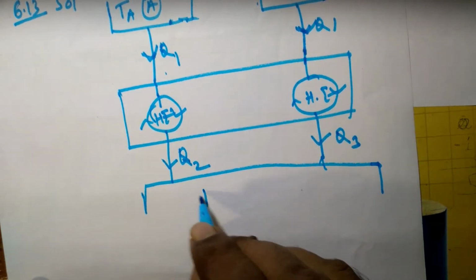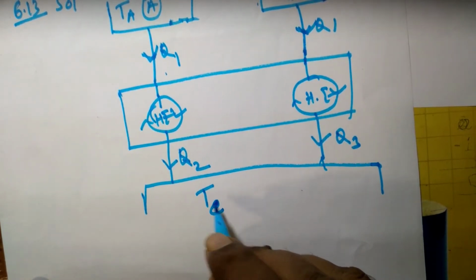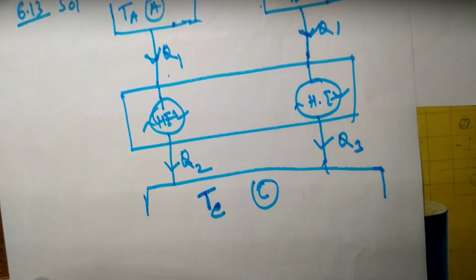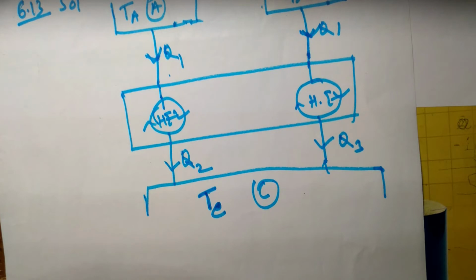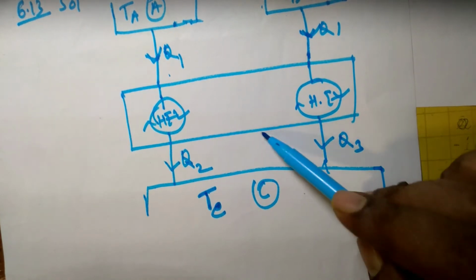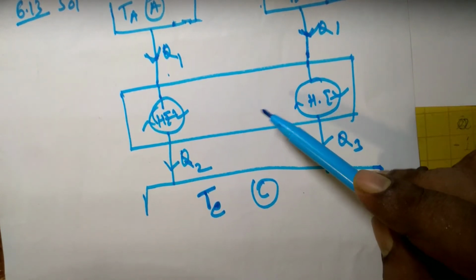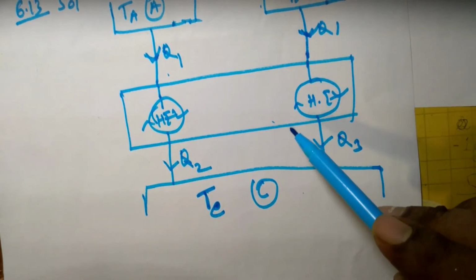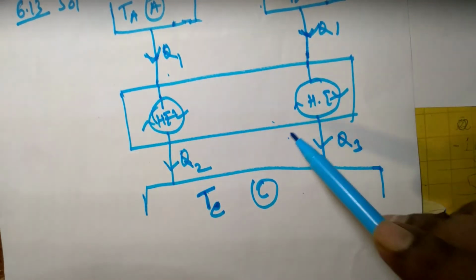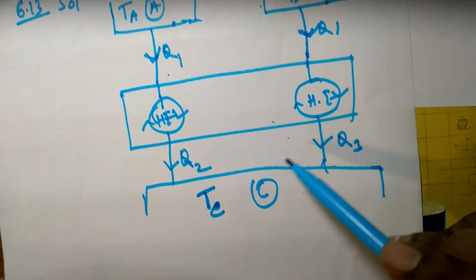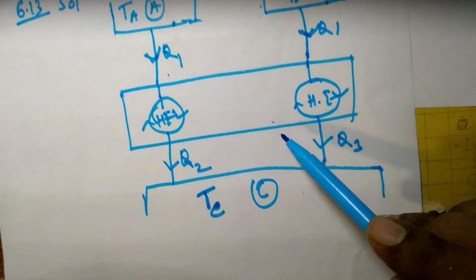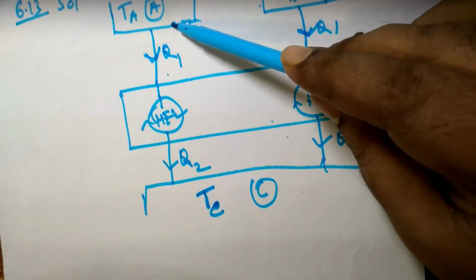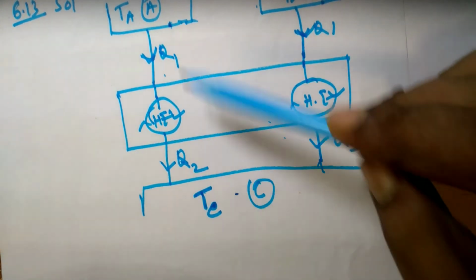And this temperature is TC. So now what is the efficiency of this heat engine? Reversible engine we have to calculate, and it is given that whatever is the efficiency of this heat engine, it is alpha times the efficiency of a reversible heat engine that operates between TA and TC only.